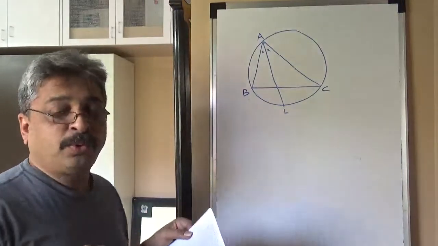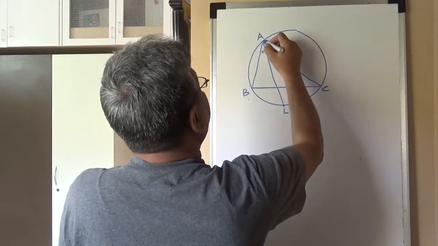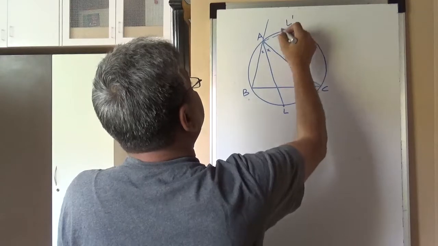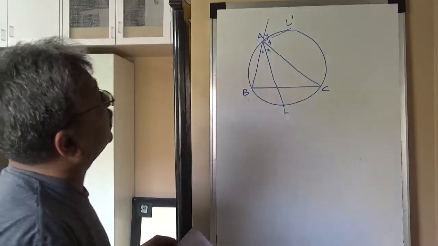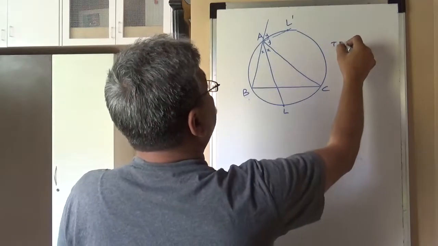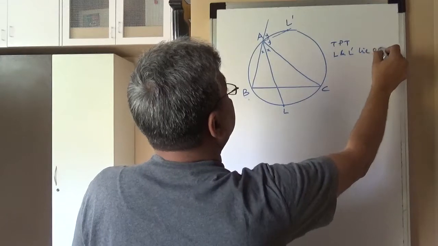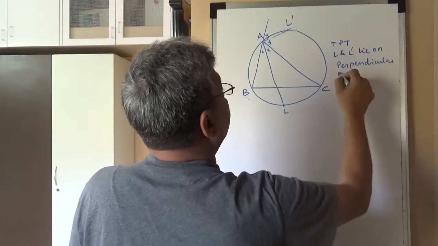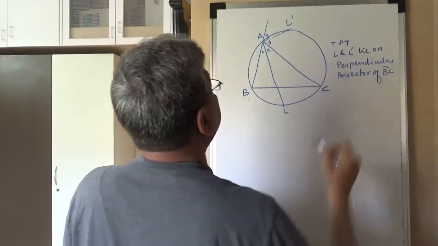then we have to prove that point L, and let us do it simultaneously, that the exterior angle bisector of A intersects the circle at L dash. Then we have to prove that L and L dash lie on the perpendicular bisector of BC. So this is the theorem.